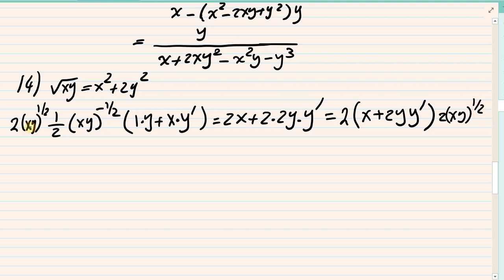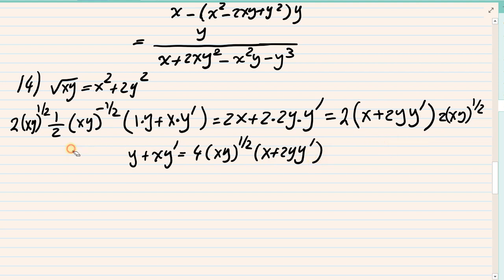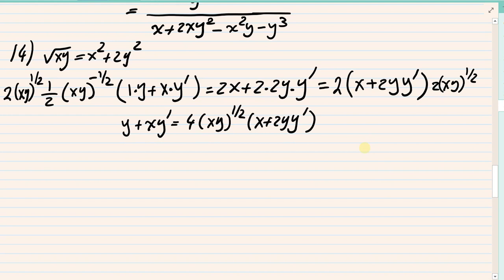Now on the left side, of course, this is just going to be a 1, so that makes it y plus xy prime, right? And on the right side, we have this more complicated expression. So to the right, we have now 2 by 2. That's going to be 4xy to the 1/2, and then the binomial, right? x plus 2y y prime. All right. And let's take a look and see what we're going to do next. Remember, we're going to have to isolate y prime here, right?